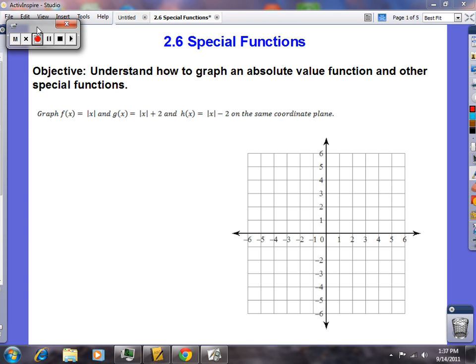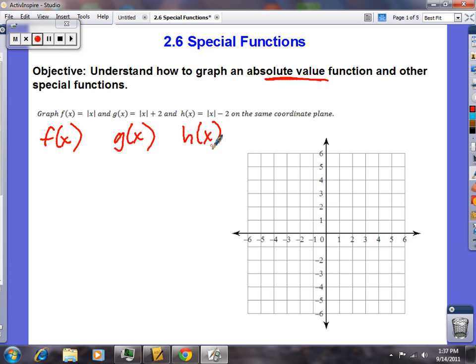Okay, 2, 6. You got to understand how to graph an absolute value, and some other special functions. So here we go. You got f of x. Write this right here: f of x, g of x, and h of x. There are 3 functions, and this is function notation.